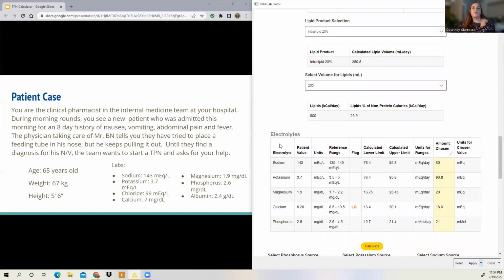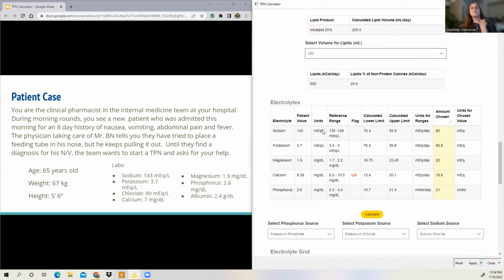And then we get to roll right into our electrolyte calculations. So we have our patient values that we entered above, the reference range that we like to use, and then a flag for if they are outside of that reference range. So it'll flag if they are high or low in this red bolded font to draw your attention to it. And then it calculates the patient's upper and lower limits for that electrolyte. And then based on what their value is, and the calculated limit, you choose what end of that range you want them to be on.